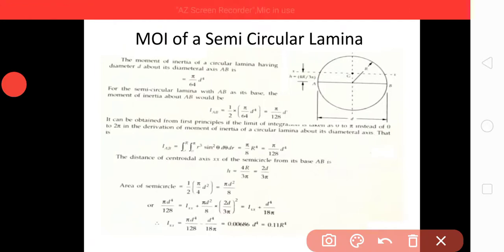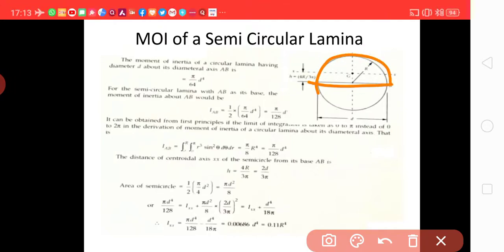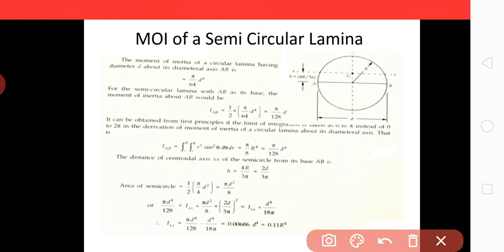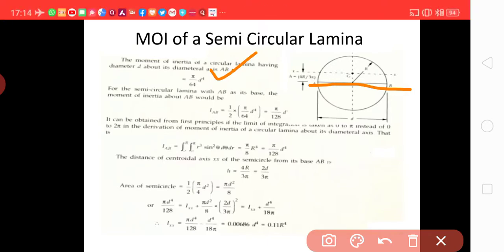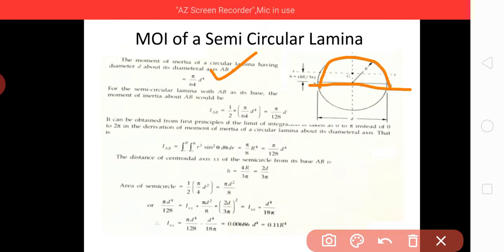That is a half circle, this much. Now, as we know, the moment of inertia about this axis is pi by 64 d to the power 4, as shown here. So for the half lamina about this same axis, it will be pi by 128 d to the power 4.